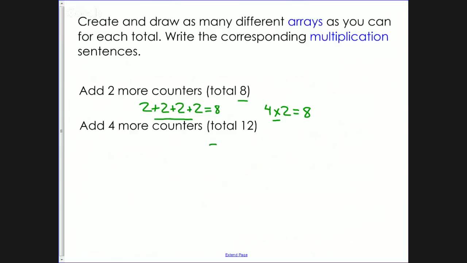So now we would like to have one that equals 12, and this time we're going to be counting with 4 counters. So 4 plus 4 is 8, plus 4 more equals 12. So we ended up with 3 groups of 4. So the corresponding multiplication sentence would be 3 times 4 equals 12, and this is the addition sentence that goes along with that statement.